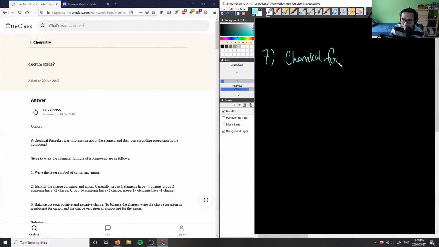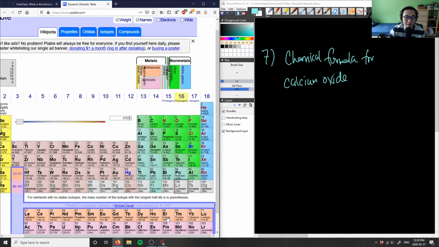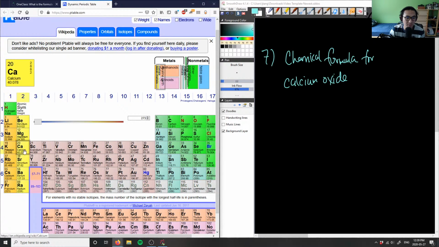Chemical formula for calcium oxide. So what I can do is look at the chemical name here. It says calcium oxide. So I can go to my periodic table here and look at calcium here. Calcium, as you can see, is on this side here, which is Ca here. So I can write Ca. I'm going to have to write the charge that belongs to Ca. In this case, it belongs in group 2. So this has a 2+ charge here.